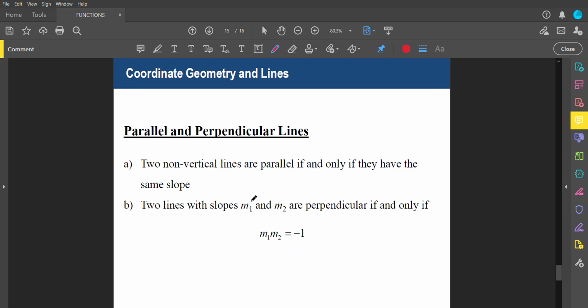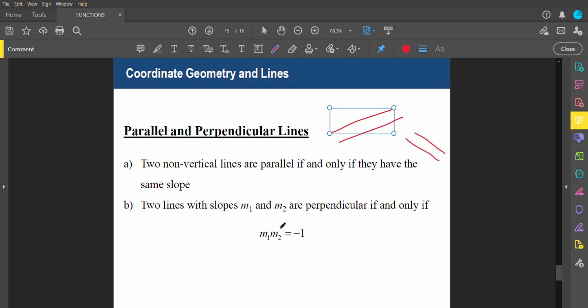So I guess we have parallel and perpendicular lines. You still remember, parallel lines are defined as two non-vertical lines. We say the two lines are parallel if and only if they have the same slope. So you can have like this one, you can have like this one, and so on. They move together but never touch each other.